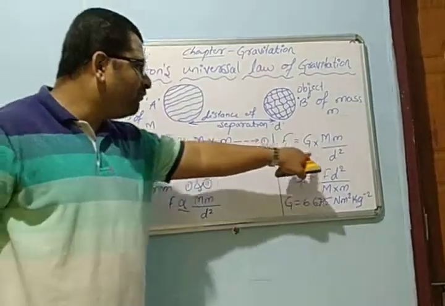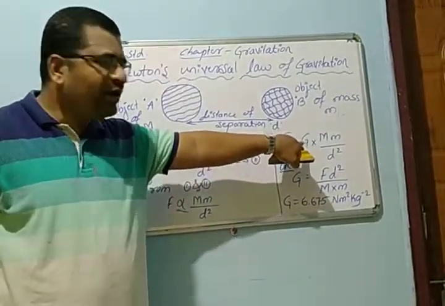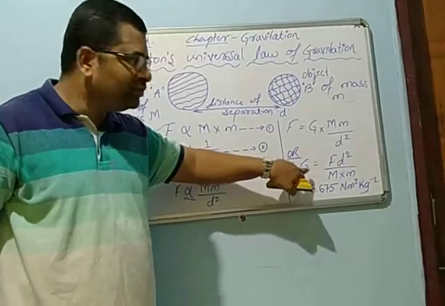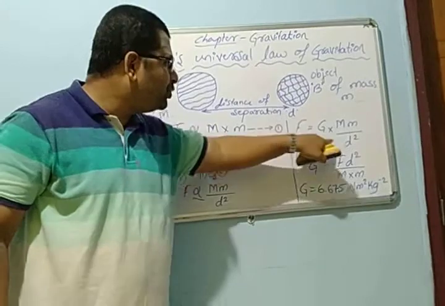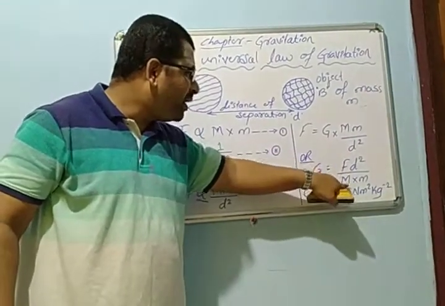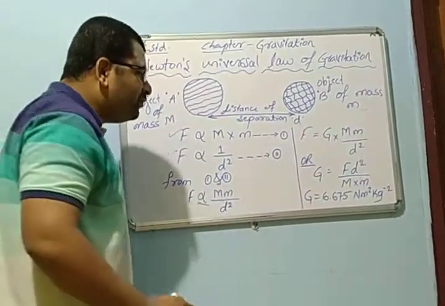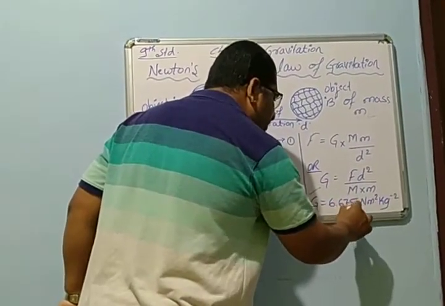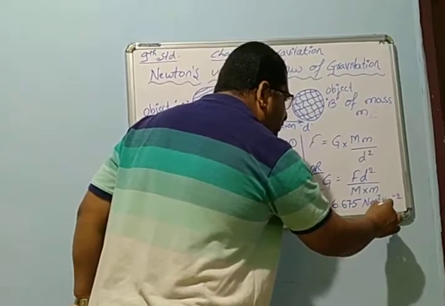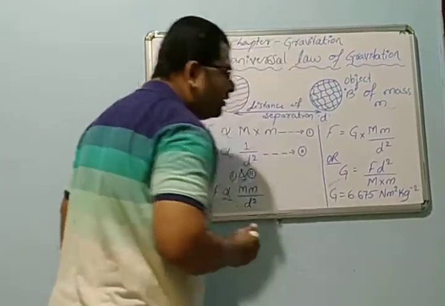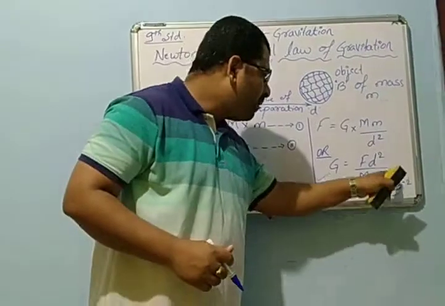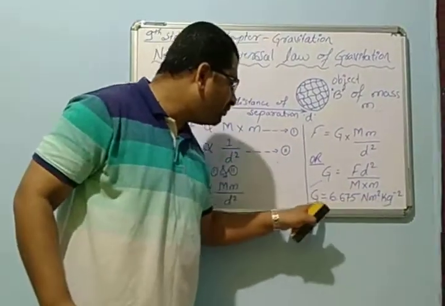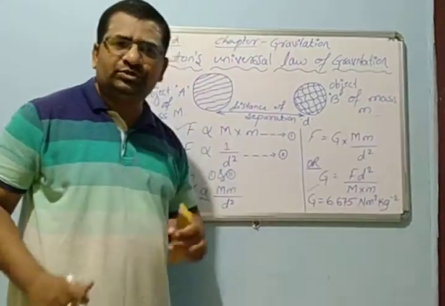And if I want to derive the expression for capital G, the gravitational constant, then capital G is equal to F d square divided by M into m. The value of the gravitational constant capital G is 6.675 Newton meter square per kg square, or Newton meter square kg raised to minus 2. This is the SI unit of the gravitational constant.